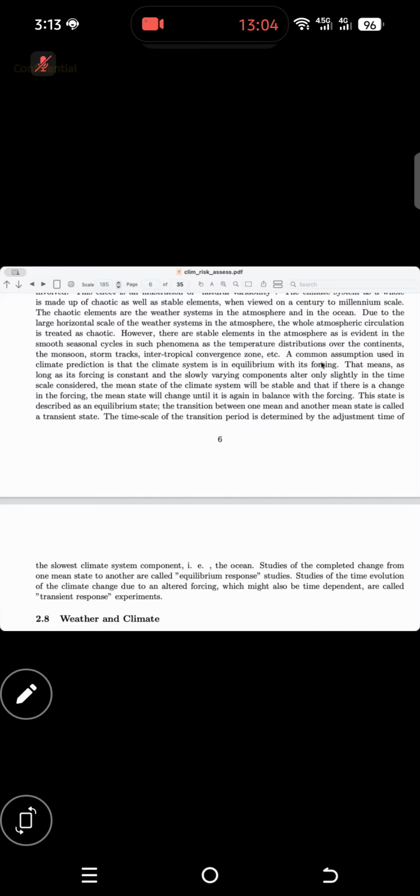Now, the models are trying to mimic the globe, the Earth, but they can't do it perfectly. So they use what is called grids.